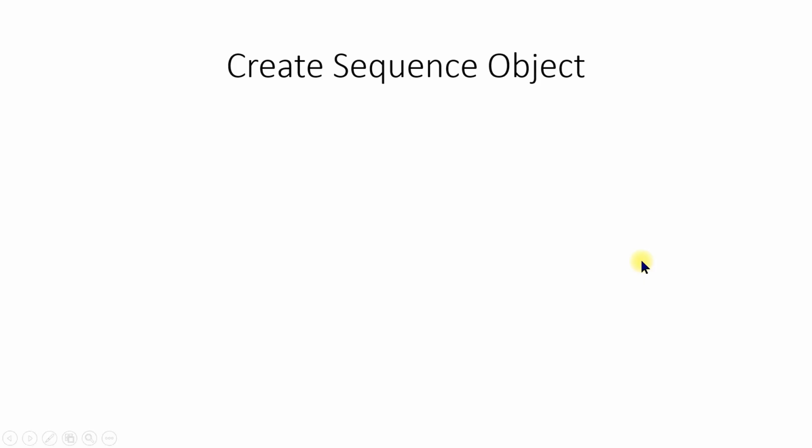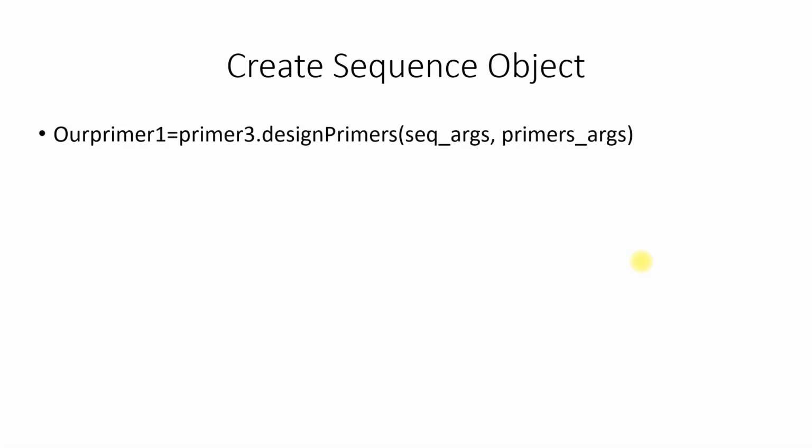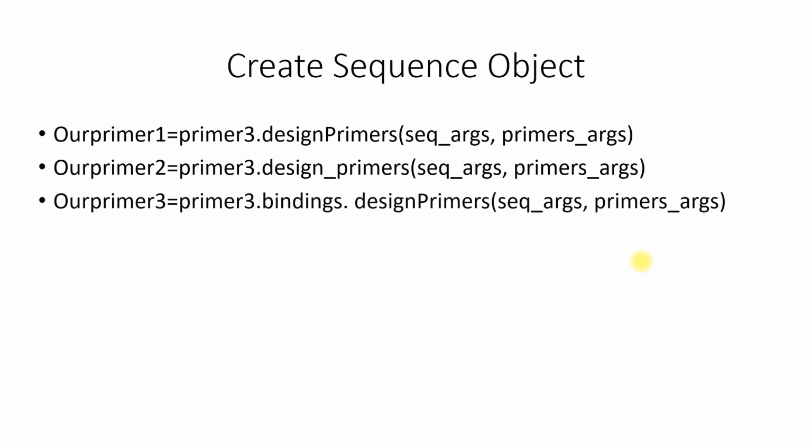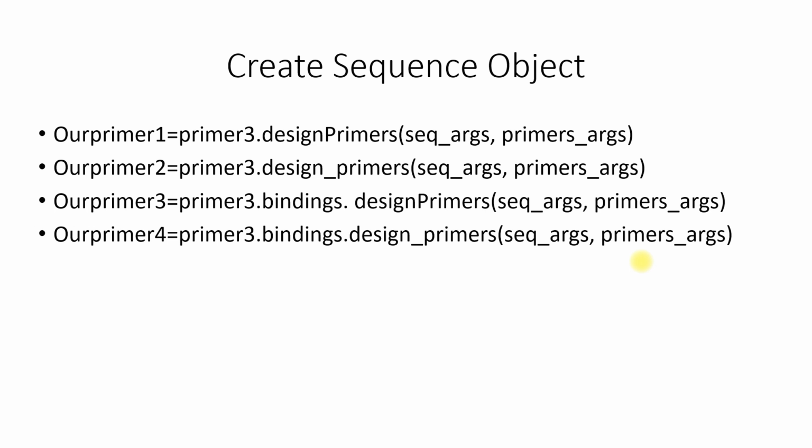We can use any of the following commands to generate primers. This is command number 1, this is command number 2, this is command number 3, and this is command number 4. The first and third command are now deprecated. You can use either the second one or the fourth one. Let's use them to design primers one by one.